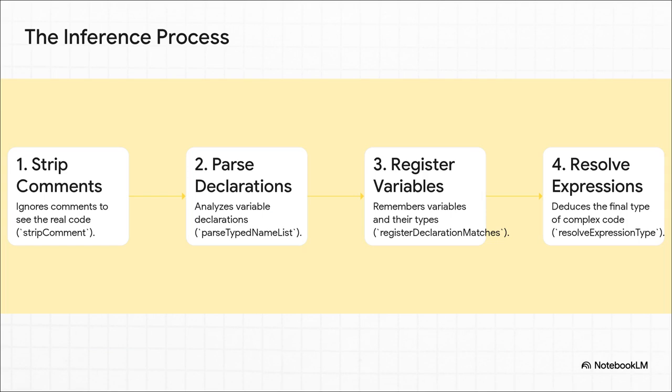And this isn't some unknowable black box. It's a clear, logical process. We can see it in the code. First, it strips out all the comments to see the code that actually runs. Then, it parses your variable declarations and registers them, basically memorizing them. And finally, it uses this powerful function, resolve expression type, to figure out the final type of even really complex lines of code. It's this step-by-step understanding that makes it so darn smart.